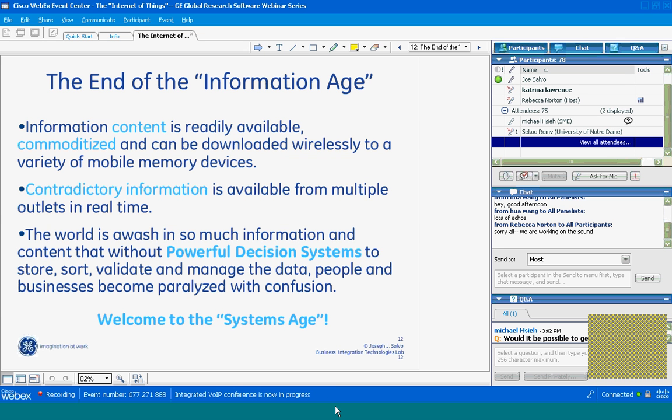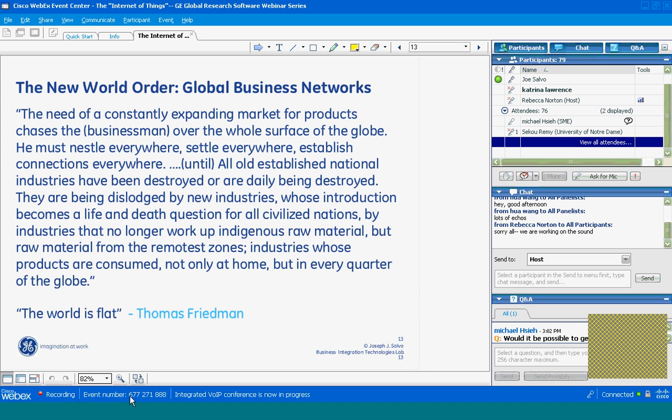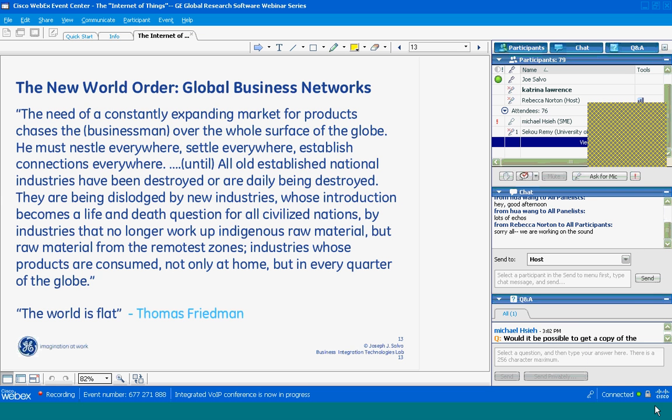When the technology is widely available and commoditized, it's no longer a method for people to discriminate or differentiate themselves from others. So when I say the end of the information age, it's not to imply that information is not going to be important. It's going to be ubiquitous, and it's not going to distinguish the winners from the losers. So I believe the next step that is already underway is the evolution of powerful decision systems, and I would turn this into a systems stage away from the information age. So the New World Order is really being formed out of global business networks and global connectivity.